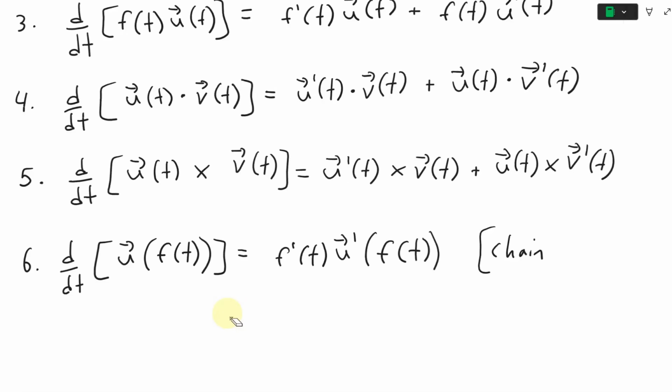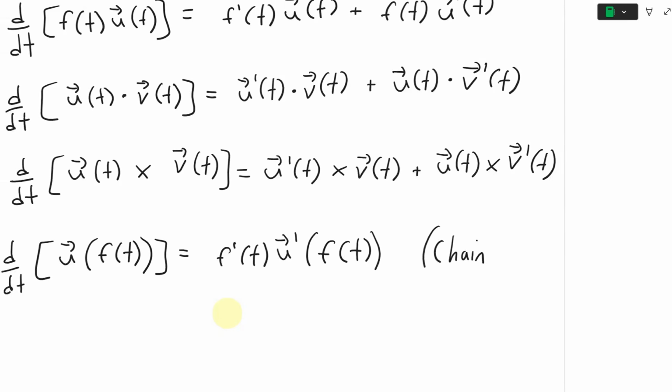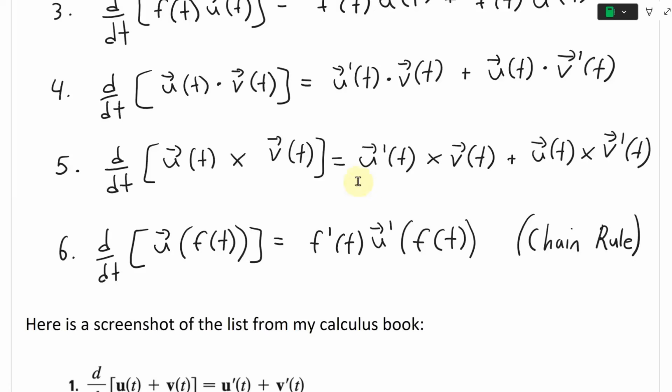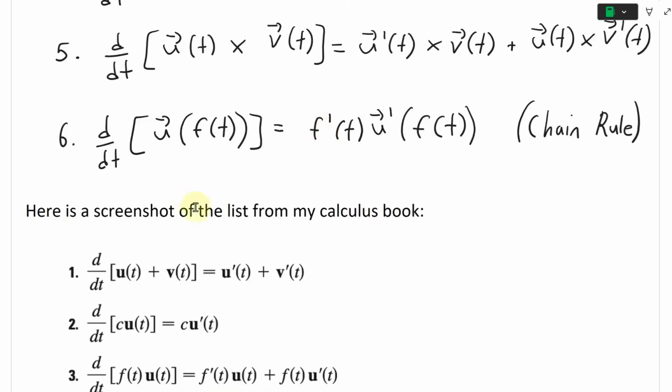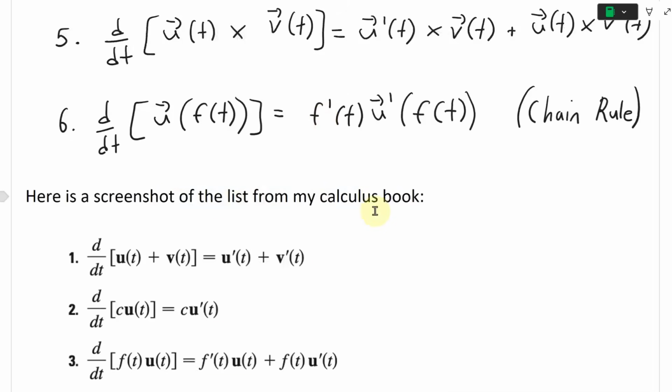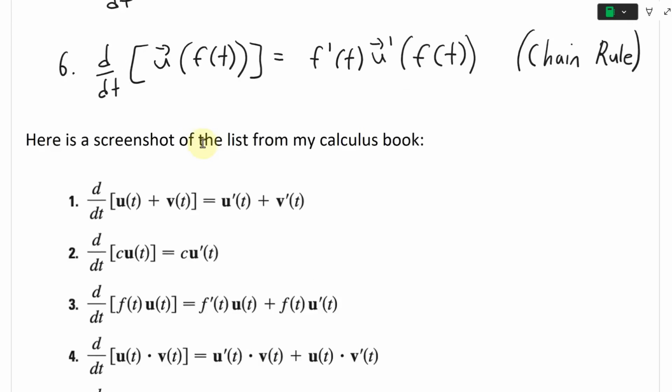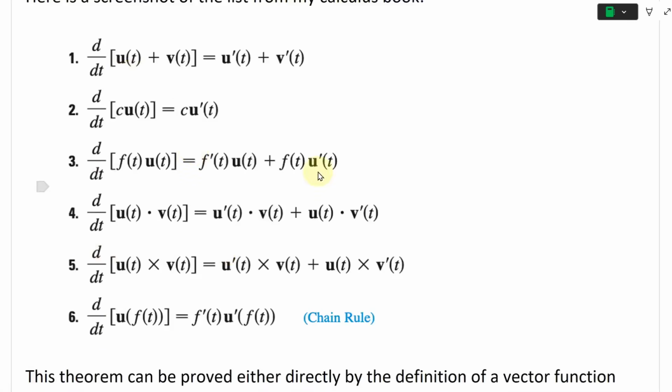Chain rule. Put this in normal bracket. Just put that chain there, and then rule like this. All right, going further, we have these rules, and now here's a screenshot of the list from my calculus book, just to make it more concise. So there it is, and that was also a way to double check. This is how it looks, and basically there are those 6 there.